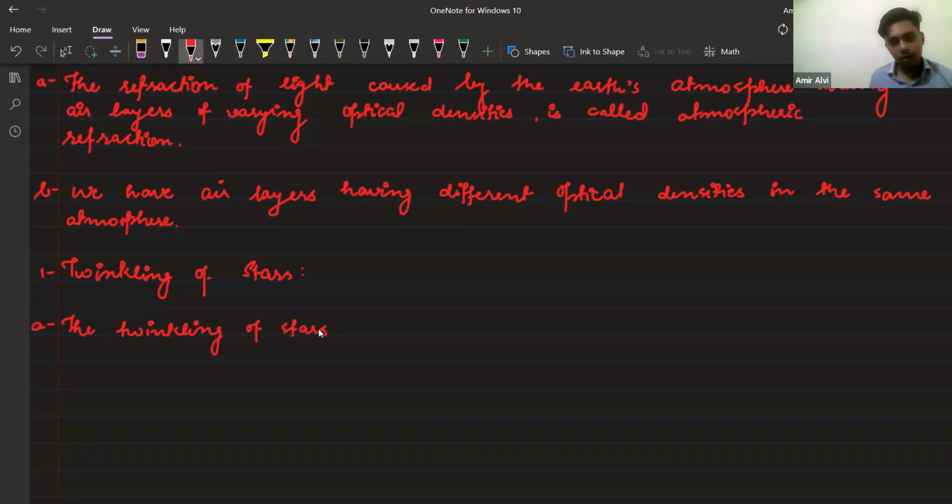The twinkling of stars is due to atmospheric refraction.